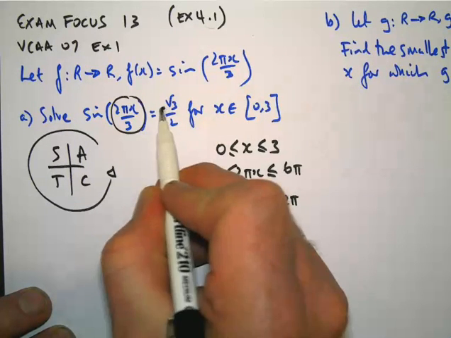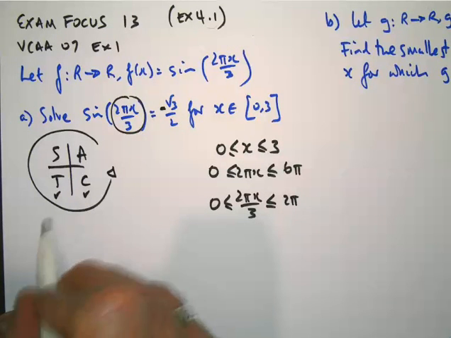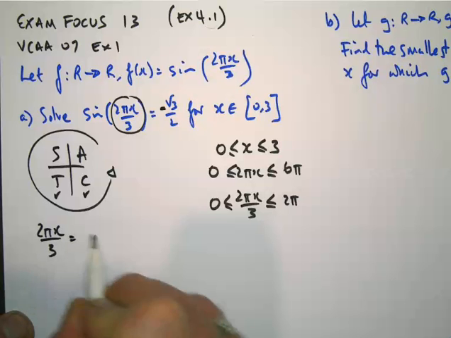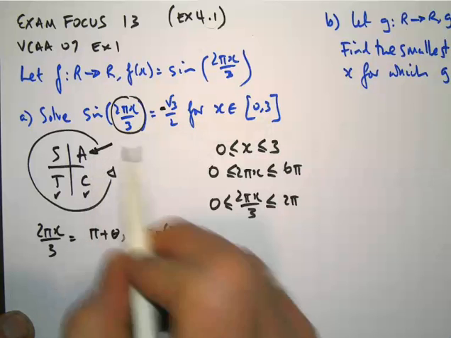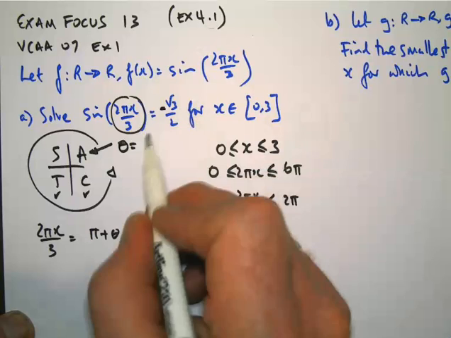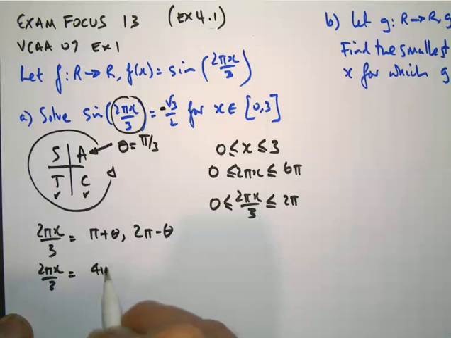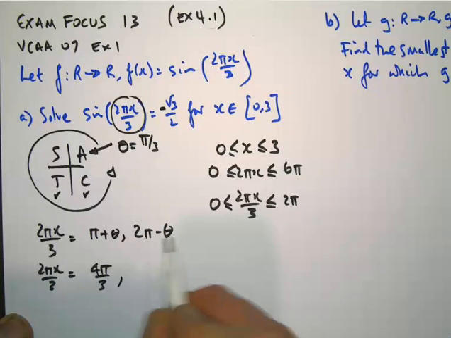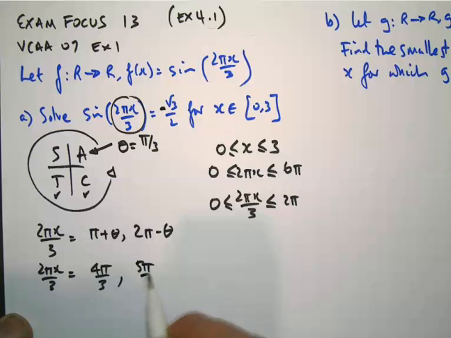Where will sine be negative? Sine will be negative in the third and the fourth quadrant. Therefore, 2 pi x on 3 will equal pi plus theta and 2 pi minus theta. We're in the first quadrant. Theta is going to equal, for a sine to be root 3 on 2, theta's got to be pi on 3. So 2 pi x on 3 equals pi plus pi on 3, which is 4 pi on 3, or 2 pi minus pi on 3, which is 6 minus 1 is 5 pi on 3.